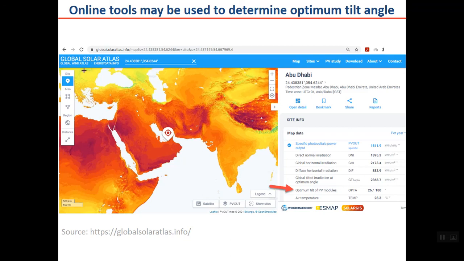Online tools may also be used to determine the optimum tilt angle. You may remember the website Global Solar Atlas. If you point to a specific location, for example, I entered Abu Dhabi in the United Arab Emirates, you can see here, in addition to other data which we discussed before in lesson 2, the optimum tilt of the PV modules.